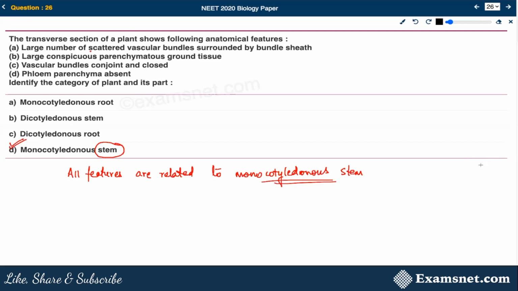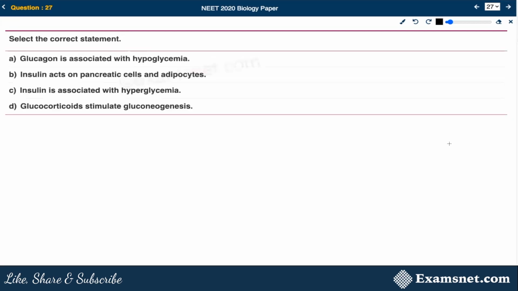All right, this is the case. Now, next question. The next question says that you have to select the correct statement out of all the statements. That means 3 statements are false and only 1 is the correct statement.